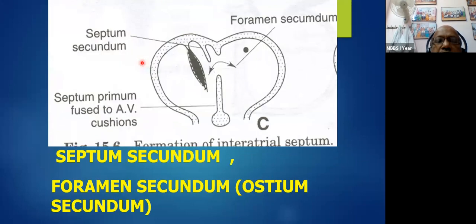Now if there is any defect in the formation of the septum secundum, that leads to another type of atrial septal defect, called foramen secundum type or ostium secundum type. So that is another type of atrial septal defect.